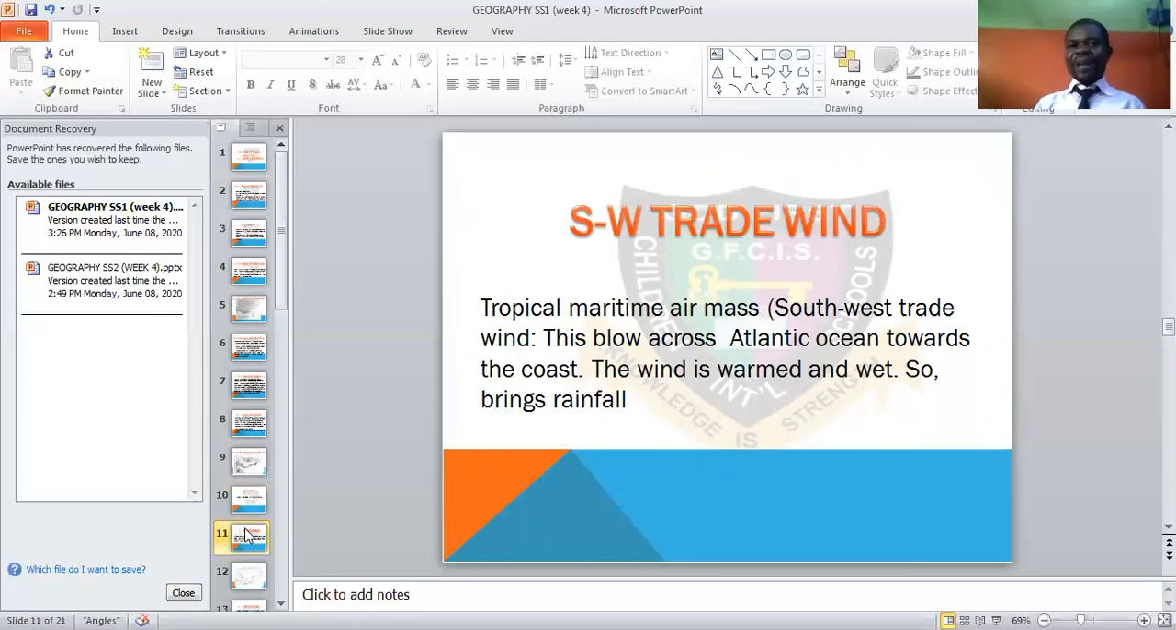We have the types of wind: the southwest trade wind or tropical maritime air mass. That is the name, tropical maritime air mass or southwest trade wind. This one blows across the Atlantic Ocean. I think I've discussed this with you in one or two ways last time. From the Atlantic Ocean, it comes to the southwest. That is the area we are in, Lagos, southwest. It goes across that. That is why it is called southwest trade wind. It comes from the Atlantic Ocean and blows in that direction. That is what you are seeing here.